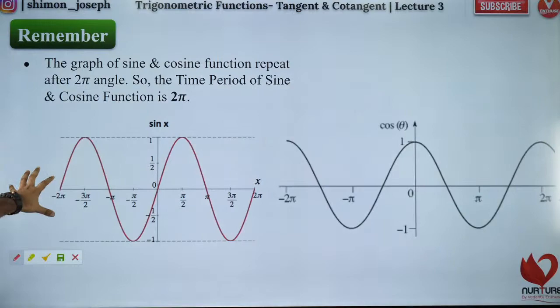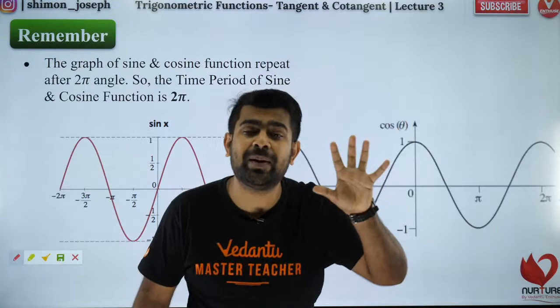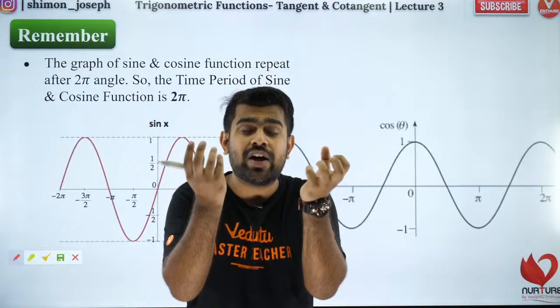Okay, so this is a graph of sin x and cos x. Can you visualize that they have a period of 2 pi? Can everybody draw the sin x graph and the cos x graph and check whether you are able to see with your own eyes that they have a period of 2 pi or not? Can you do it, everybody?